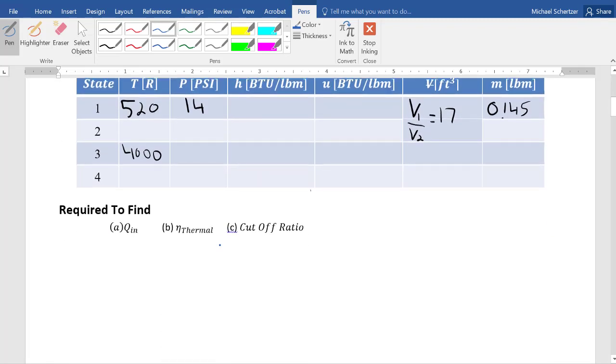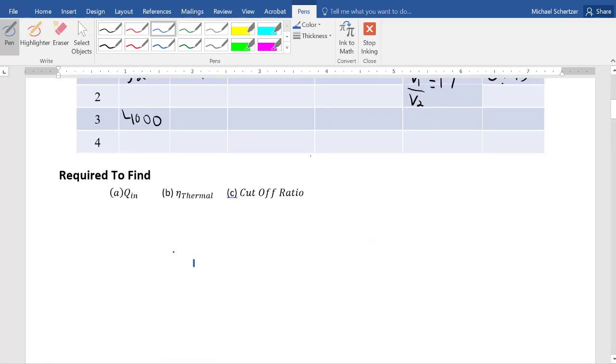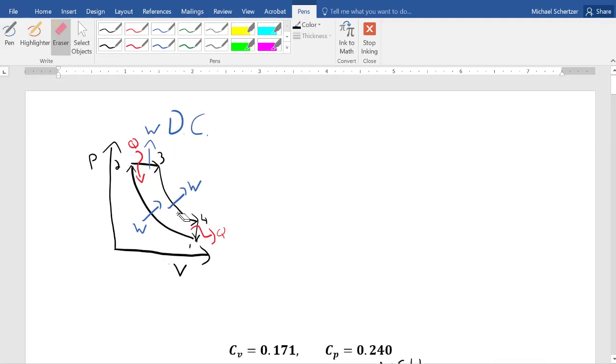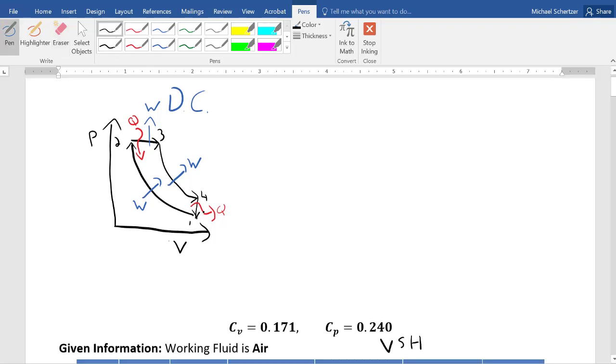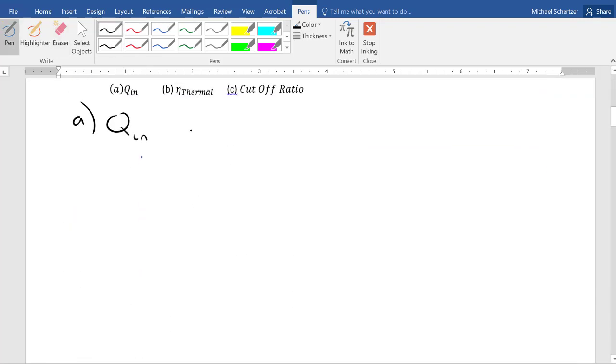So now if I go into this problem, it's asking me to find Q in. So I'll start over here in part A. It wants me to find Q in. So this means I'm going to do conservation of energy, or the first law, between state 2 and state 3, because that's where I'm adding heat. I'm adding heat over here. So I do the first law between state 2 and state 3.